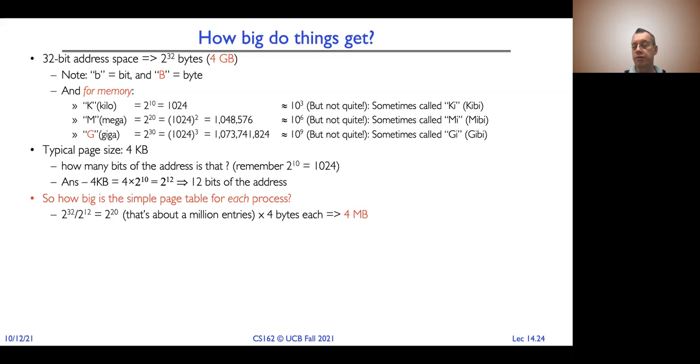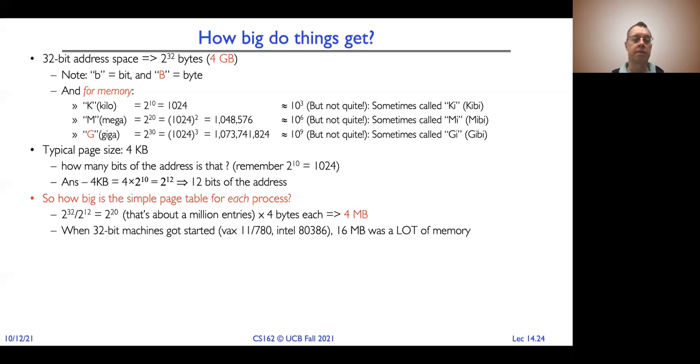Why is it 4 megabytes? Because each entry in the page table needs to have 20 bits. And then you are also going to have some other flags associated. So you have 32 bits for each entry. So it's 4 bytes, and you have 2 to the power 20 entries. So it's 4 megabytes total.